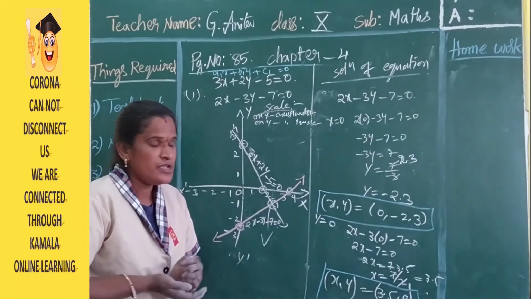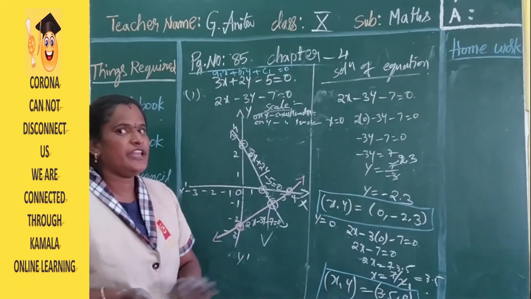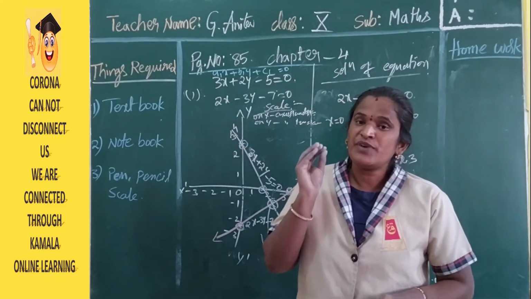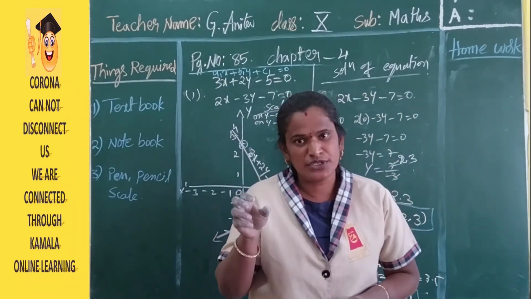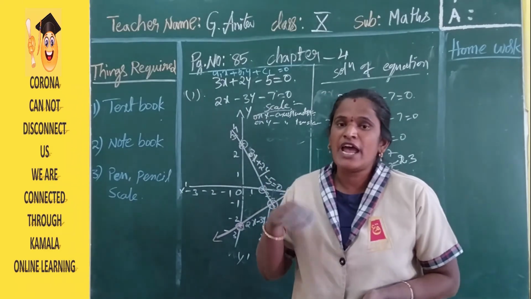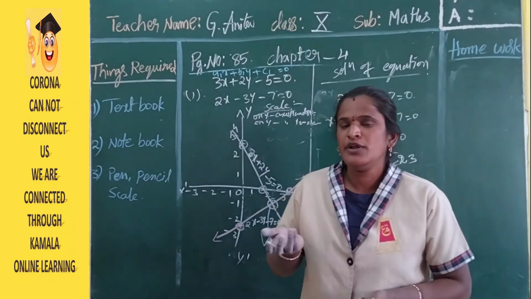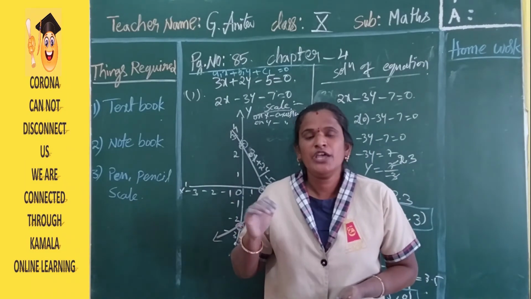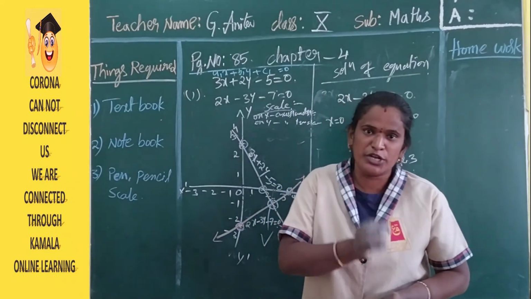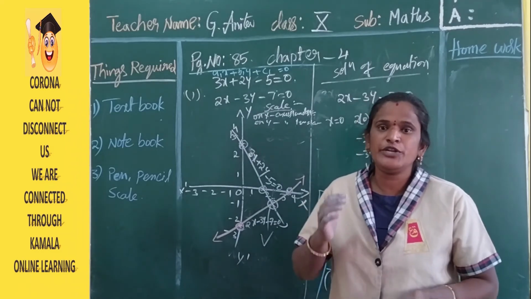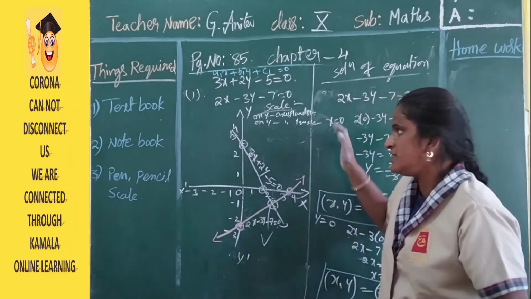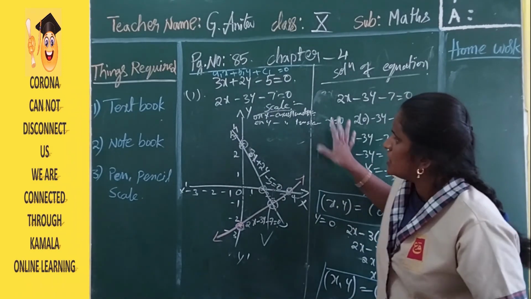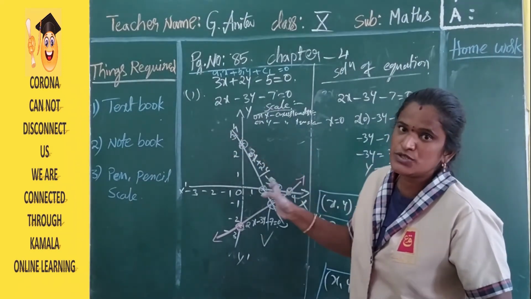Now clear everyone? This is the most important thing, and in your textbook they have given different methods, but we can use a simple method. First, in place of x you have to substitute x is equal to 0 and you will get the y value. Next, in place of y we substitute y is equal to 0. If you want more values, choose x is equal to 1, y is equal to 1, like that, and you will get solutions of these equations. These solutions you can plot in the graph.